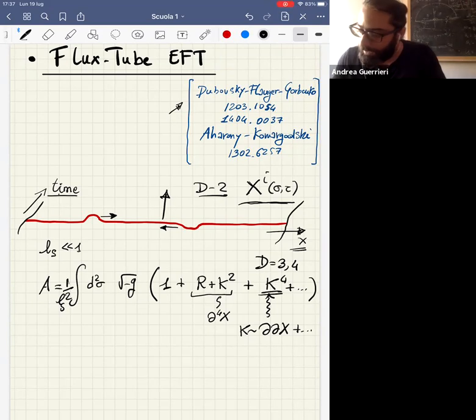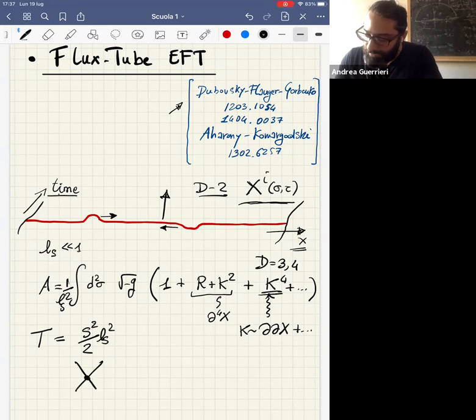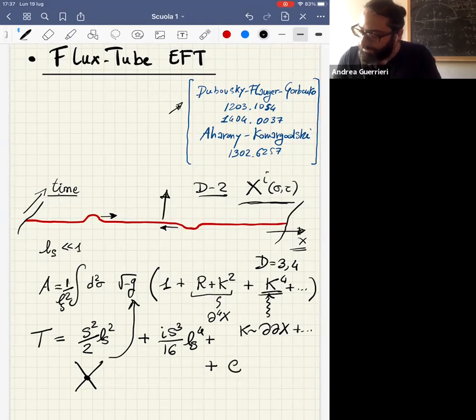In particular, let me write the scattering amplitude. Let me give you the result already. The scattering amplitude will have a term like s squared over 2 times l_s squared, given by the tree-level interactions that come from this term, plus a universal one-loop contribution, plus a correction that comes from this K^4 operator, which I call C_4, s^4 l_s^6.